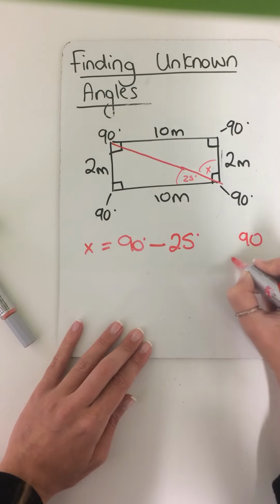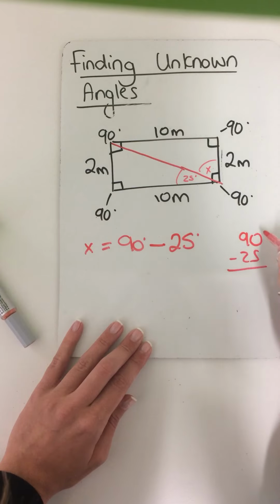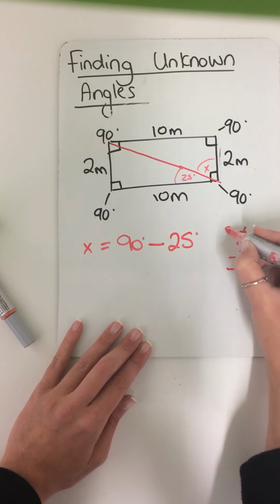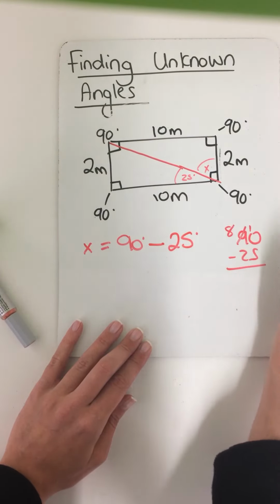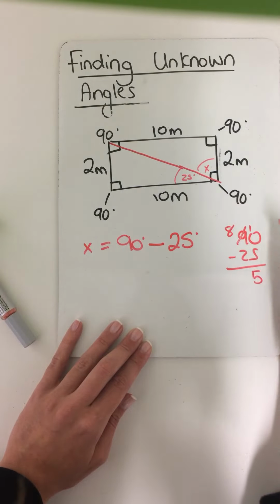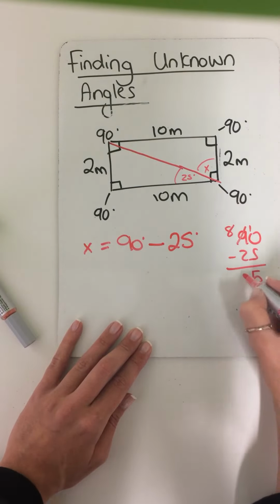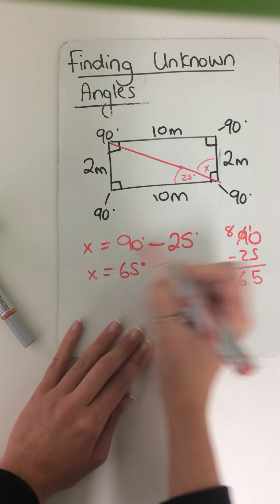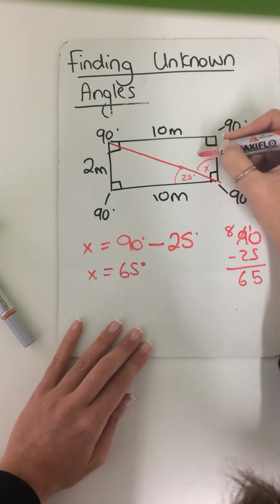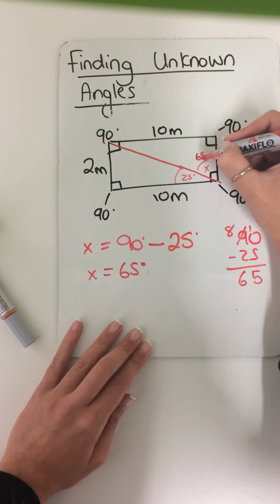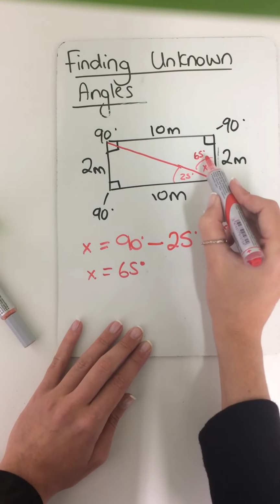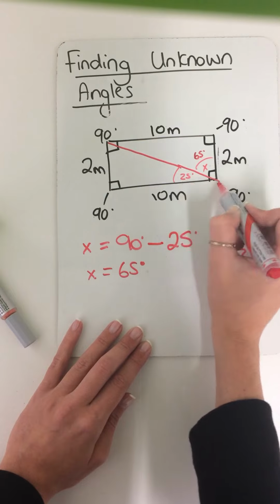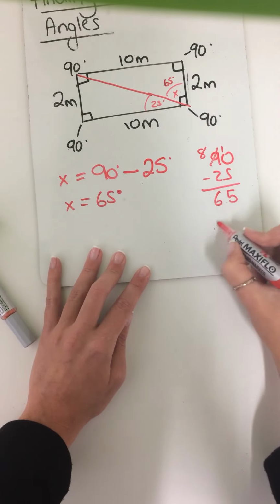Let's do it on the side. 90 minus 25. 0 minus 5 I can't do, so I have to borrow from next door. I now have 10. 10 minus 5 is 5. 8 minus 2 is 6. So I have 65 degrees. So that means X, which is what I didn't know, I now know is 65 degrees because this 65 plus this 25 must equal 90.